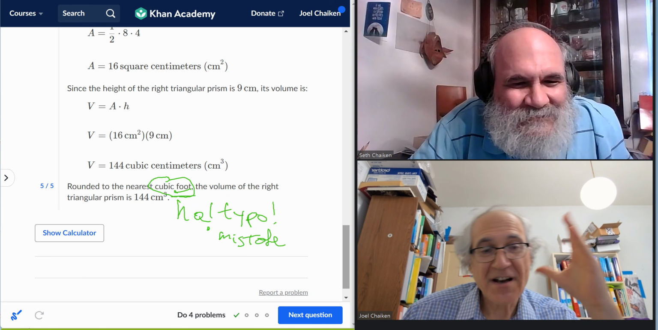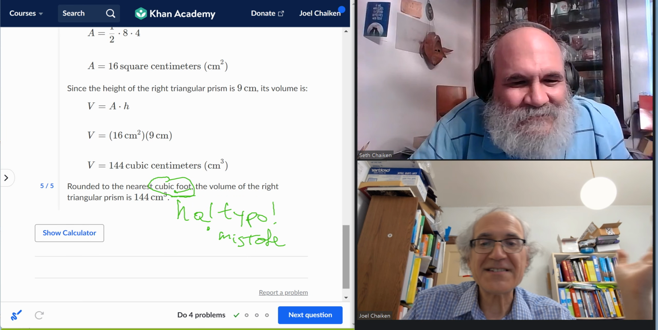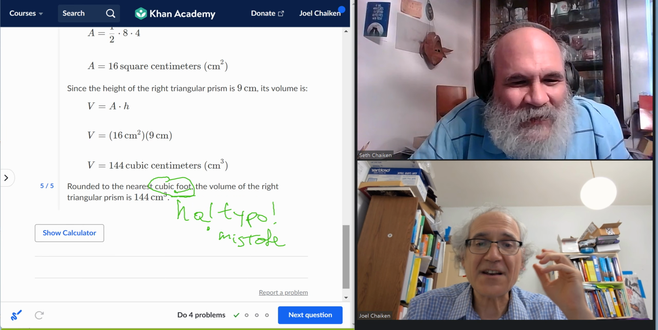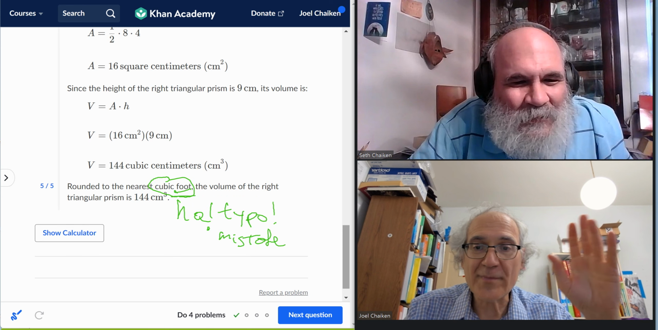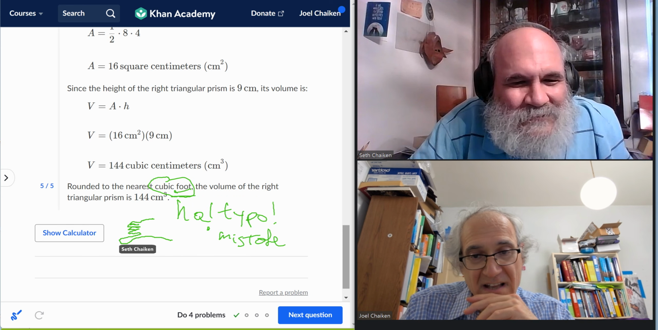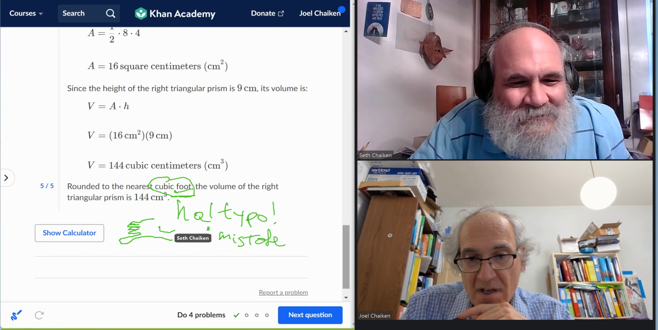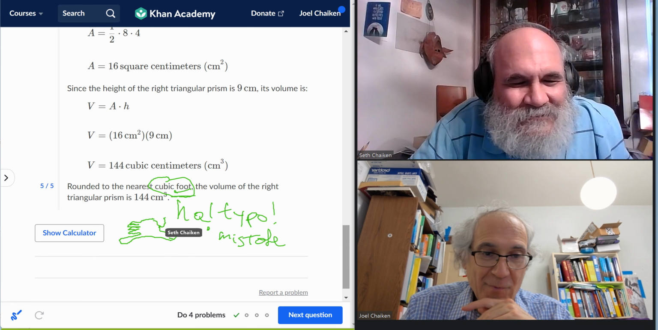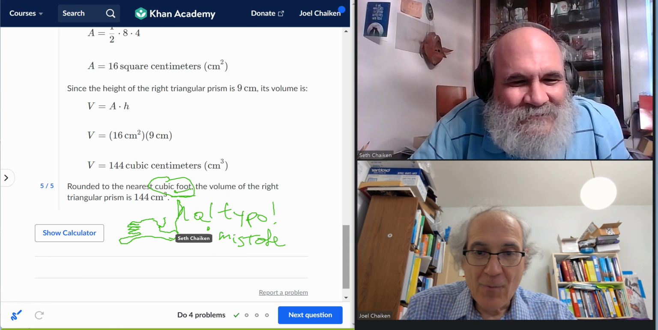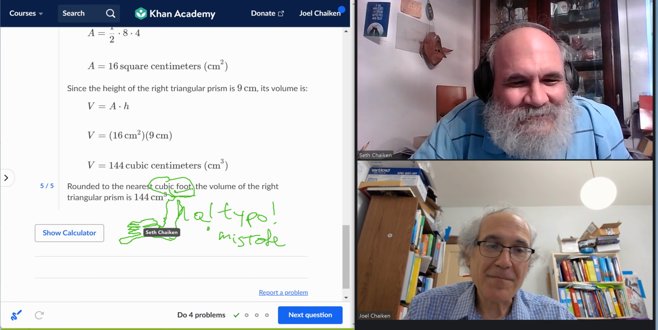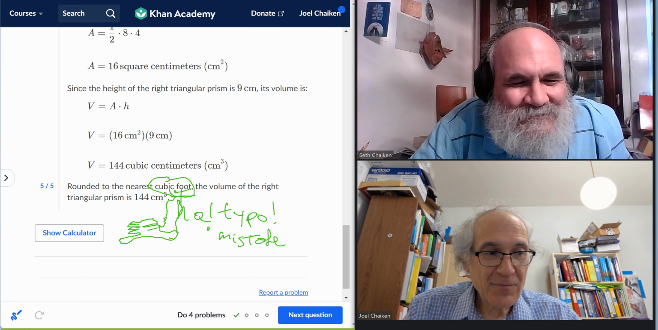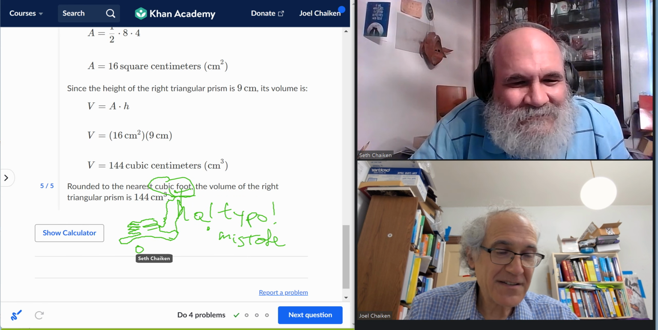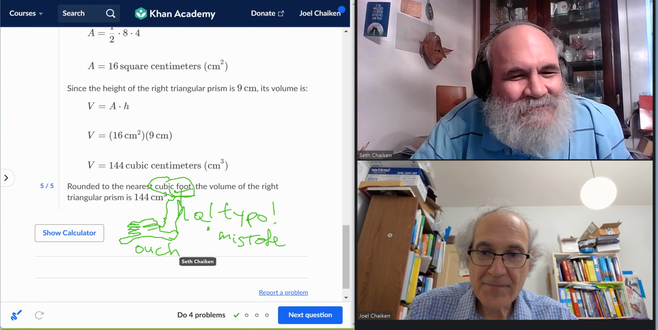Well, this is the difference between Khan Academy and SAT people. The SAT people almost never make a mistake, although occasionally they do, in a rare moment. Khan Academy doesn't have as great proofreaders. Ooh, Seth, when we're done with this, why don't we report a problem and we'll become even more famous? Because we can report this as a problem. How does that sound? We'll do that off camera.